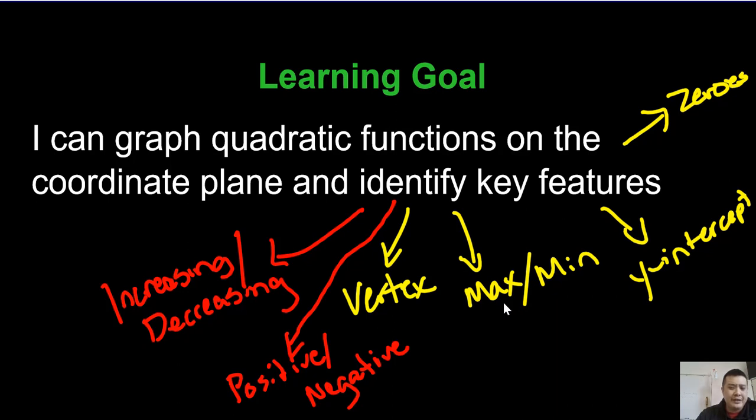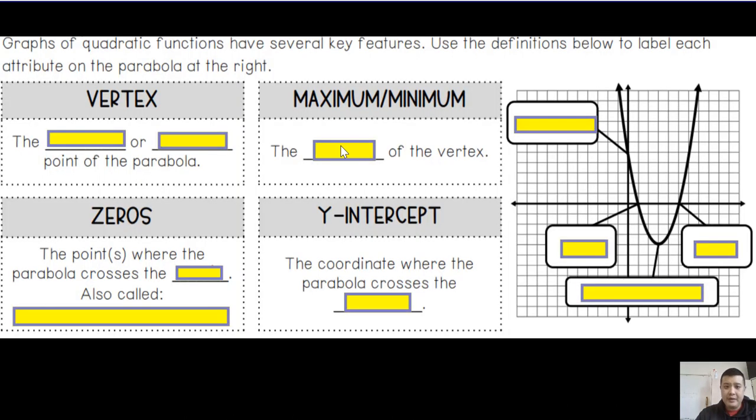Today we're going to talk about a few more, mainly the vertex, which also goes along with whether it has a maximum or a minimum, the y-intercept, and zeros, which we've already talked about in previous lessons concerning linear equations, but we're going to talk about that with quadratic functions now. Graphs of quadratic functions have several key features.